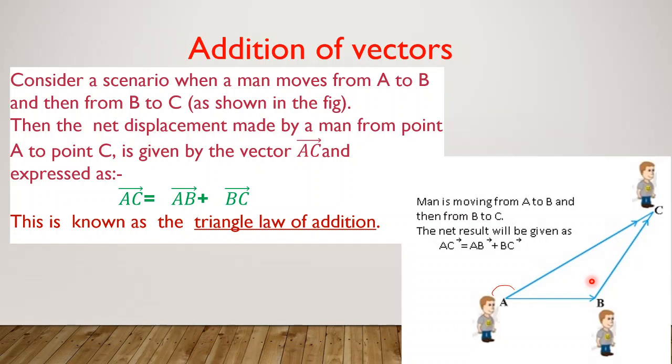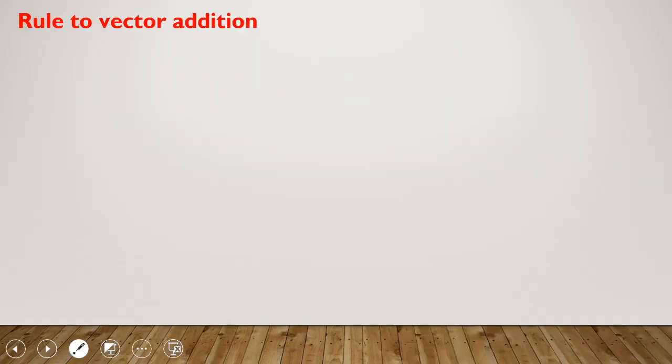This is the way we are going to add the vectors. So the question is, can we add whatever way we want? No, students, we can't add the vectors whatever way we want. There is one rule. The rule to add the vectors. So what's the rule?